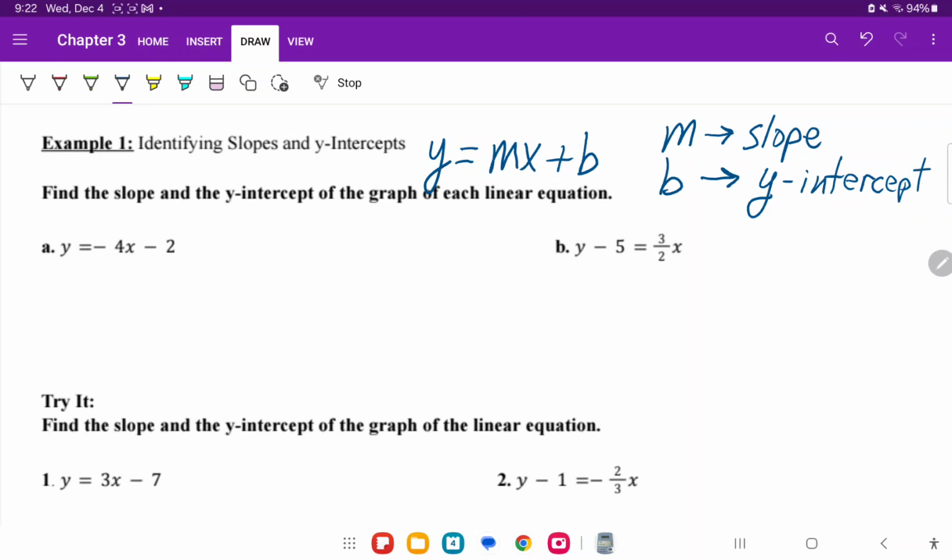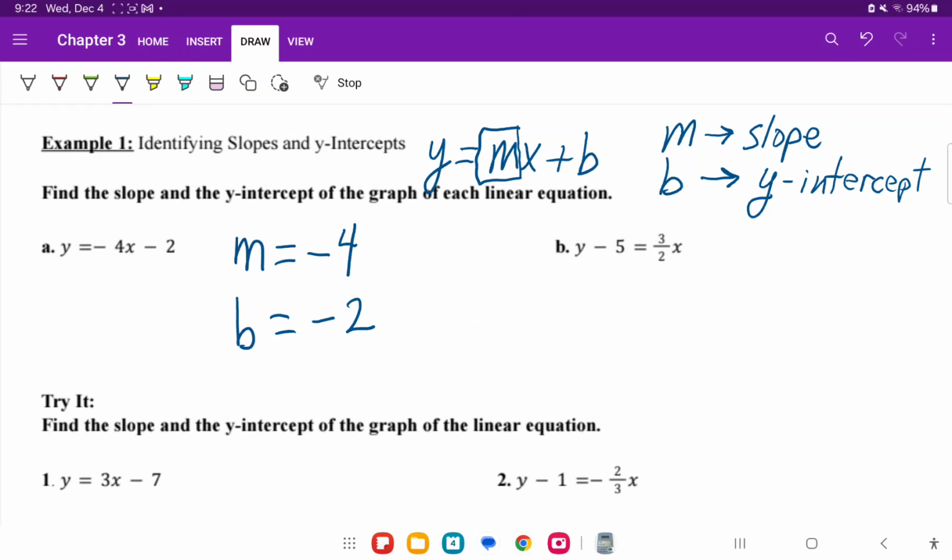First, they want you to find the slope and the y-intercept. So what is the slope? The slope is the number right in front of the x. In this case, it is -4. And then b is the y-intercept. It's the number at the end, which is -2. And that's it. You have your slope, you have your y-intercept.